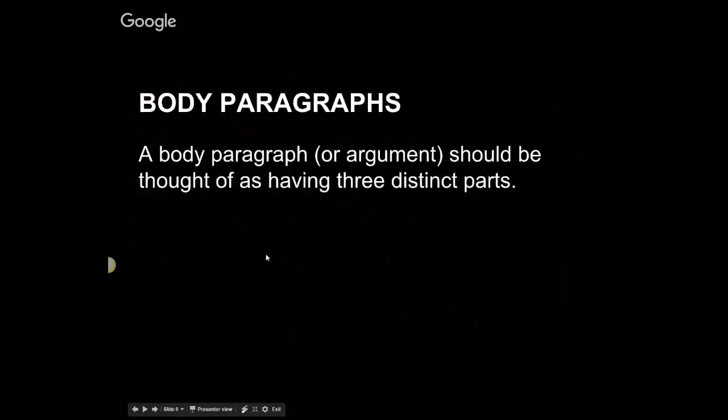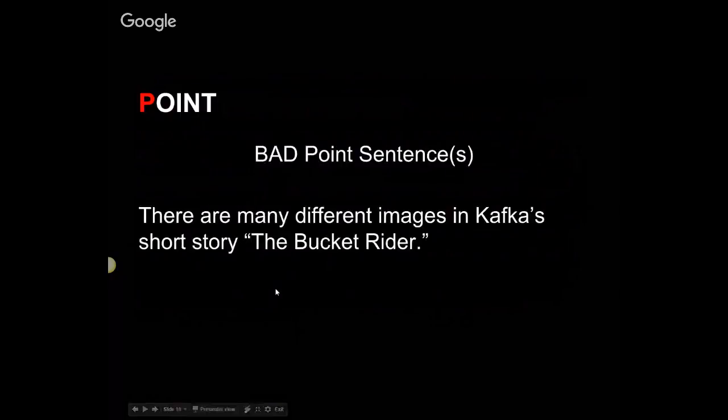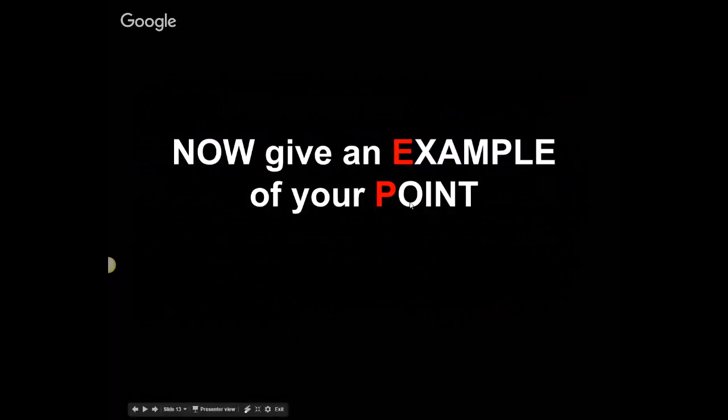Okay, well, this is what I did. This theme is developed through Kafka's use of three contrasting sets of images, lightened up: warmth and coldness. Warmth and coldness does this, the green here, the warmth and coldness, does the blue. So if you go back here, you will see that the warmth and coldness, what does it do? It shows the emotional death of one's humanity. That's the connection you have to make. And then this sentence here is just a transition sentence into my example. This is particularly evident with the confrontation between the Bucket Rider and Frau Coal Dealer. Okay, now we've got to give the example to the point.